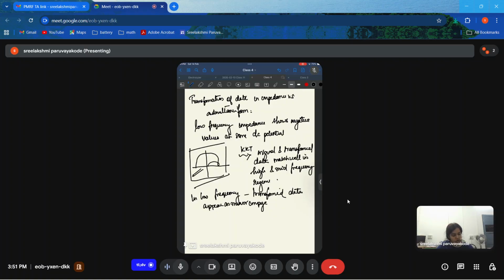But actually the case is not that. It's because it's going to the negative domain. So for example, your data is something of this form, okay? And when you do KKT compliance, you will get something like this. It matches well at high and mid frequency, but at low frequency, you get some kind of mirror image for both the ZRE as well as Z imaginary.